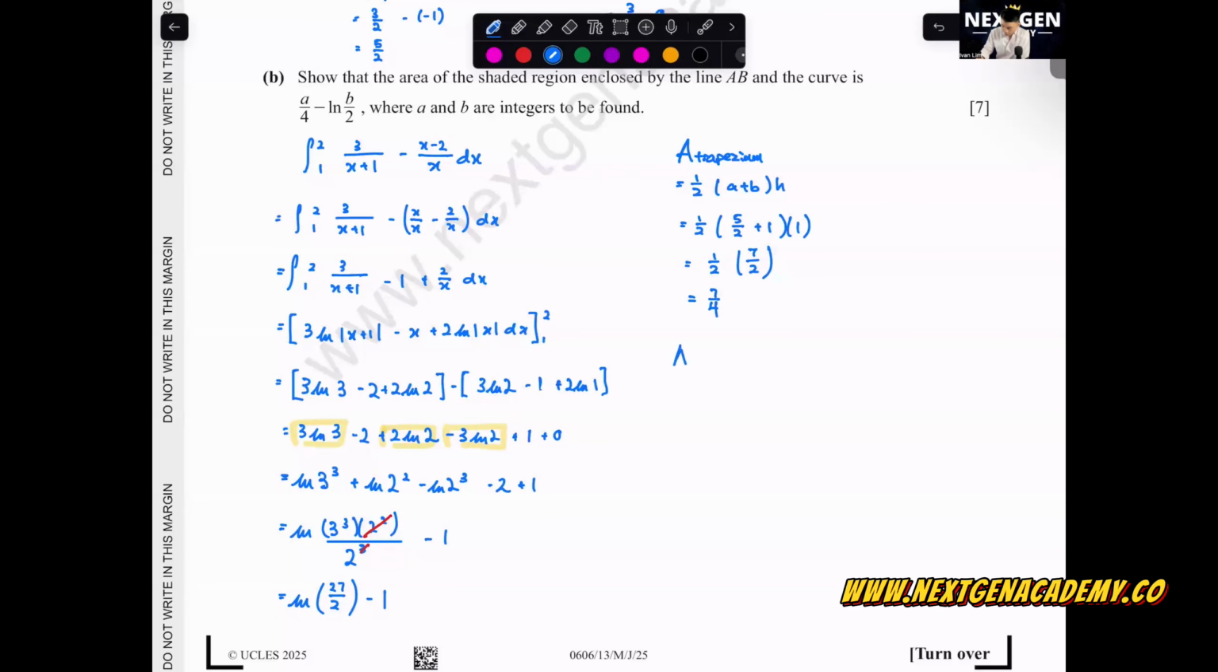Final one, area of the shaded region. We're going to take the area of the trapezium minus ln 27 over 2 minus 1. How do they want it? They want it in A over 4 minus ln B over 2. So 7 over 4 plus 1, we will get 11 over 4 minus ln 27 over 2.